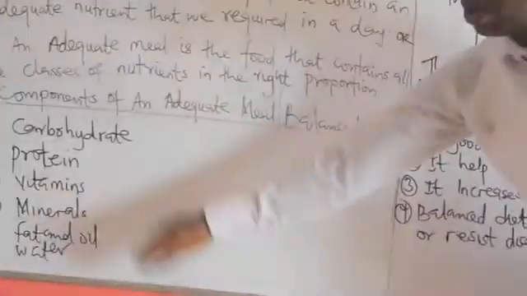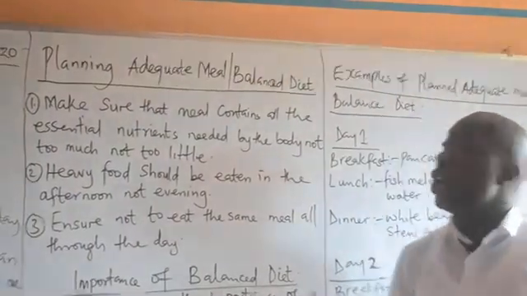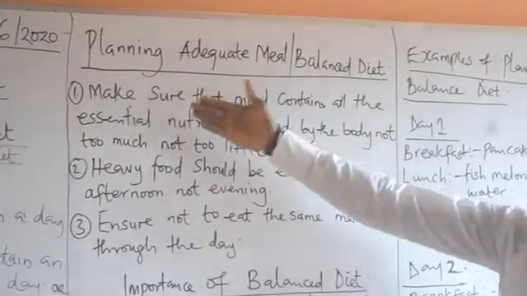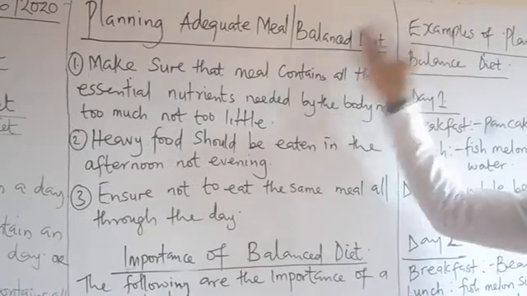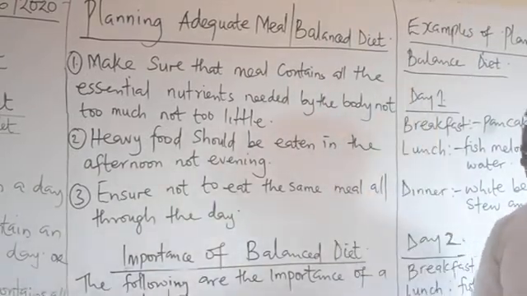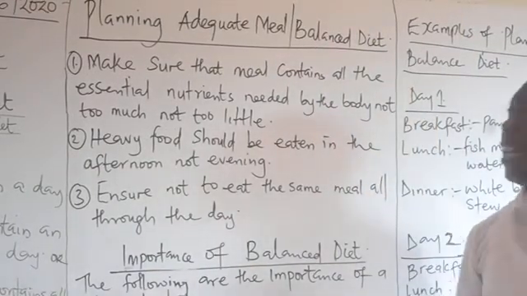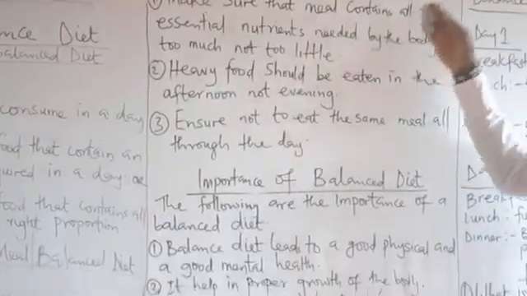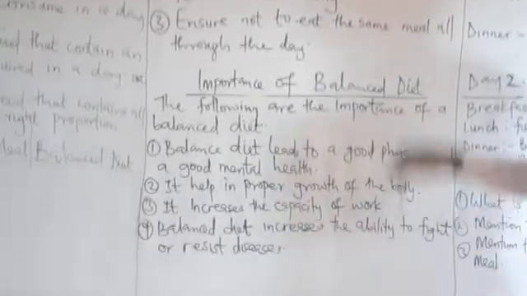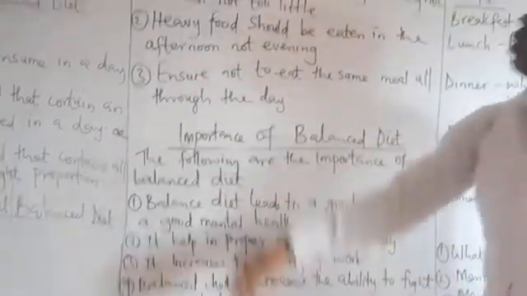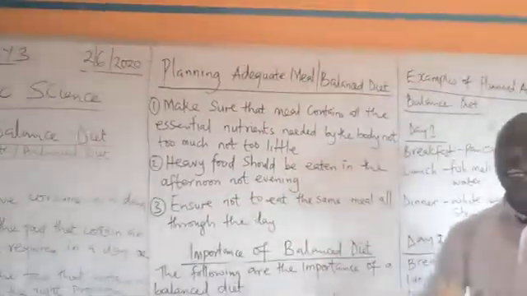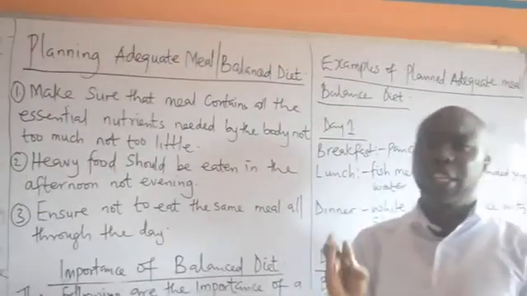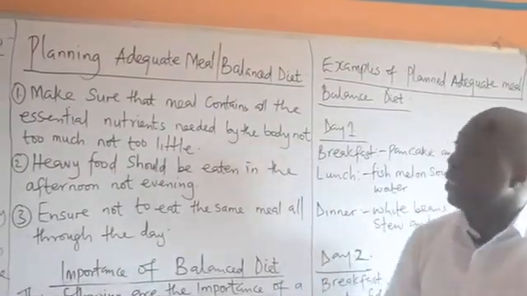And water. Water aids in digestion. So under this topic, we talk about planning an adequate meal or balanced diet. What does it take for us to plan an adequate meal or balanced diet? First, make sure that the meal contains all the essential nutrients needed by the body, not too much and not too little. That is, it should contain the food in the right proportion.